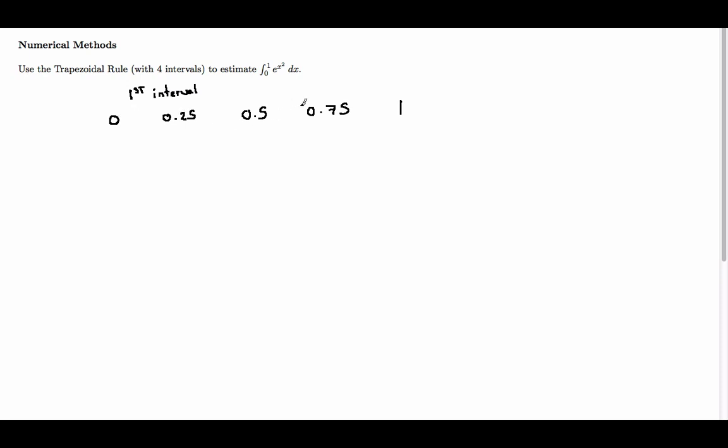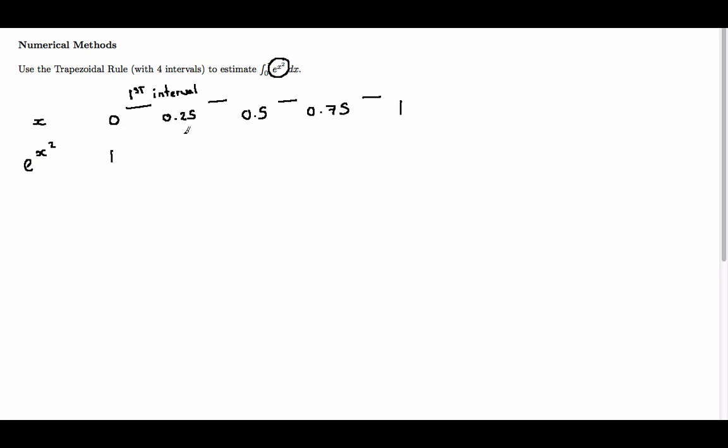So you see we have 5 numbers and there are 4 gaps. So these are our 4 intervals. So these are the x values that we need to evaluate e to the x squared at. So set another line, e to the x squared, and evaluate at 0. So e to the 0 squared is just simply 1.